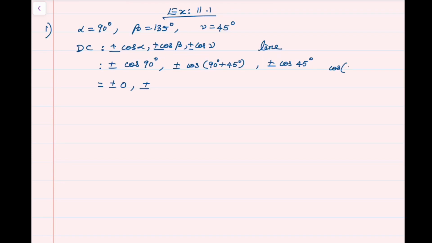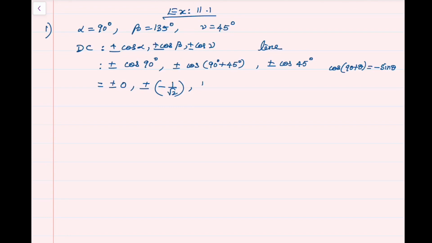cos of 90 plus theta. 90 plus theta is second quadrant. In the second quadrant, cos is negative, and for 90 we change the ratio. Minus sin theta is the answer. Therefore, it becomes minus sin 45, which is minus 1 by root 2.